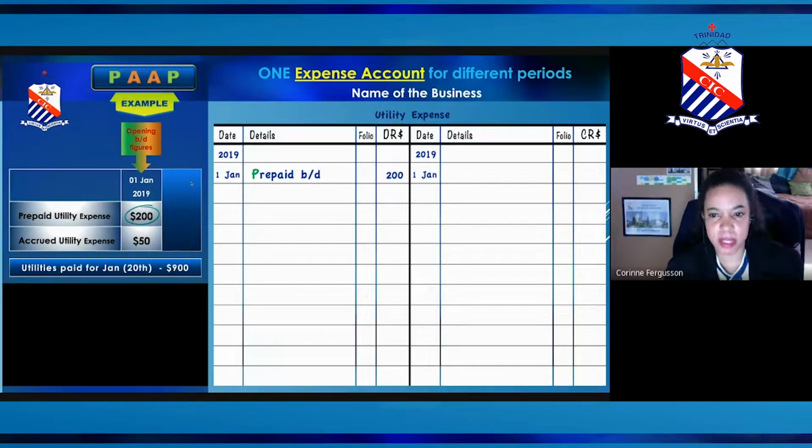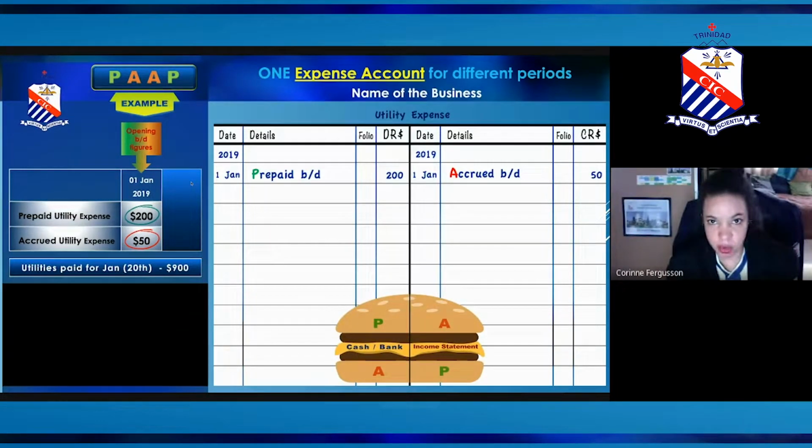In your PAP, the next step is the other side, the A, which is the accrued. Since you're dealing with your opening figures, you would look to see, are there any accrued utility expense? And yes, there is. So you will put the $50 under credit. What's the next thing that comes? You can either do it as in the PAP, or, knowing that you have your middle part, you can go on to do the middle part one time, which would be your cash and bank.